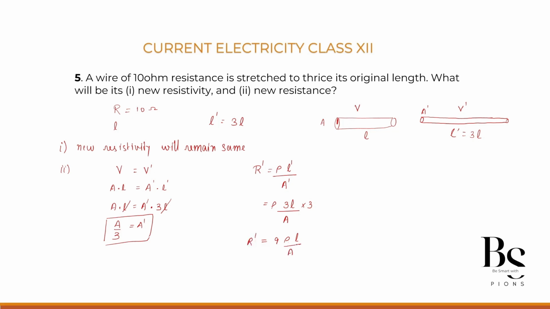Now, what is rho L by A? Rho L by A was the resistance of the previous case. Clear? And what is that previous case? Look here, it is 10 ohm. Rho L by A is the resistance in the initial case, because length was L and area was A. So, here we can substitute 9 into 10. So, R dash will be equal to 9 into 10, that is 90 ohms. Done. This is the new resistance of the wire after stretching it 3 times.